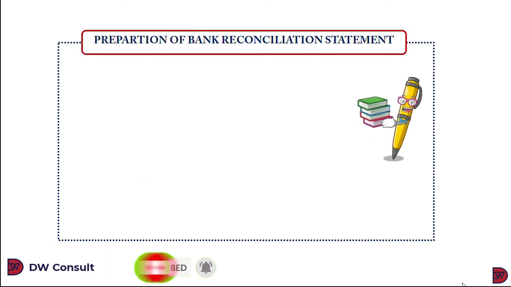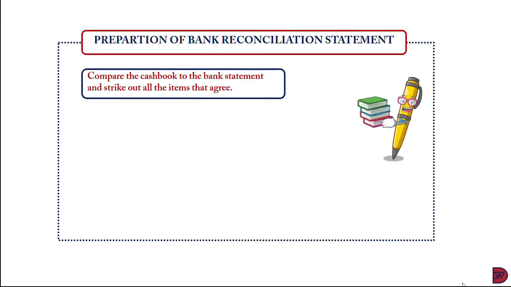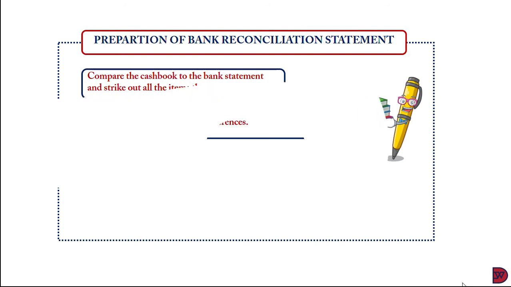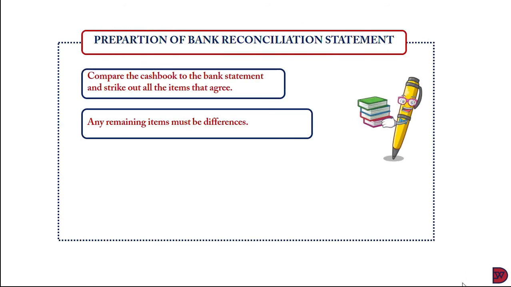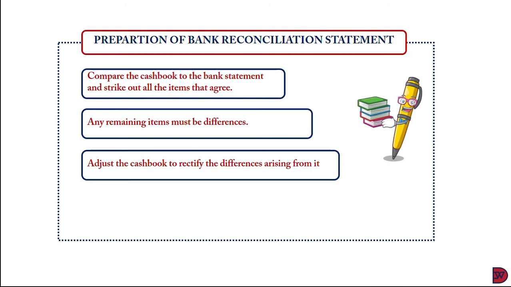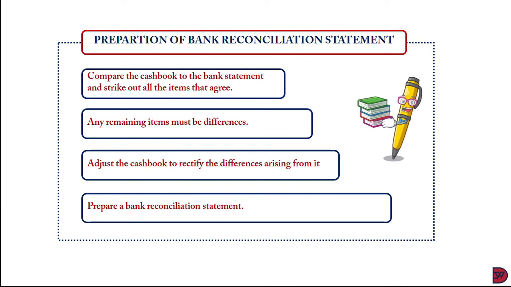Let's now look at the preparation of the bank reconciliation statement. Compare the cash book to the bank statement and strike out all items that agree. If there are any items remaining, that will be the differences. So we adjust the cash book to rectify the difference that results from it by putting through the necessary debit or the credit. Now, you should, especially in an examination, write up a T account. Start with the balance given in the question. Then you adjust the necessary differences relating to the cash book. Then you end up with the corrected or the adjusted cash balance. Prepare the bank reconciliation statement at this point.